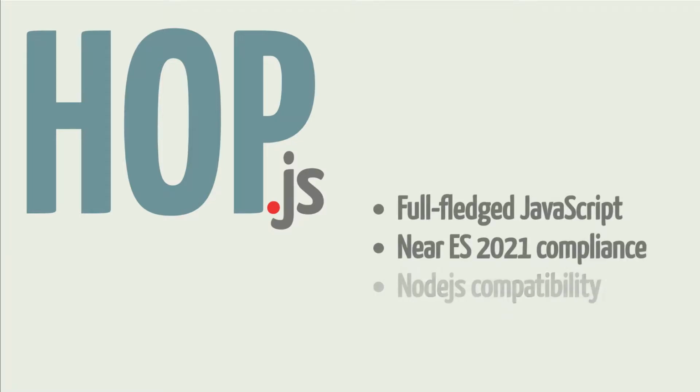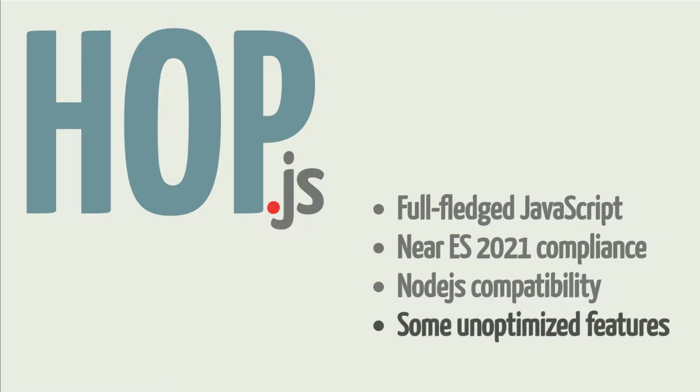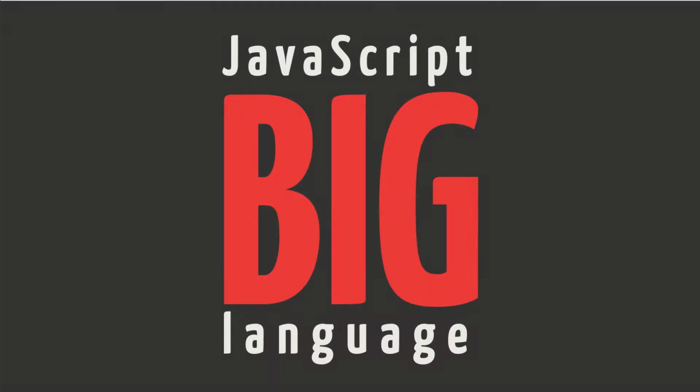Hop.js compiles all of JavaScript, but it does not optimize the whole language. Some features and some library functions are not optimized, for instance, decimal or floating point numbers. Remains one major problem. JavaScript is a big language. How to cope with such a large language, for an academic project, managed by a single researcher?